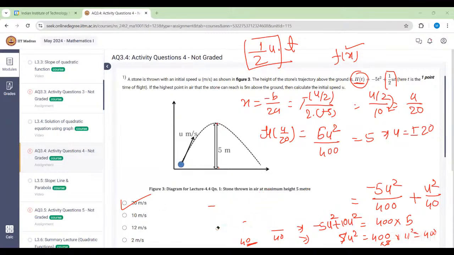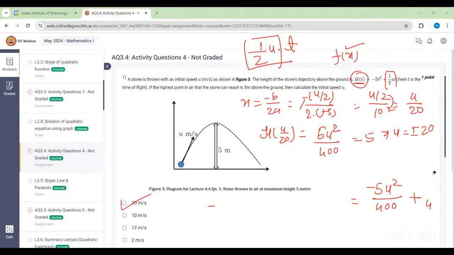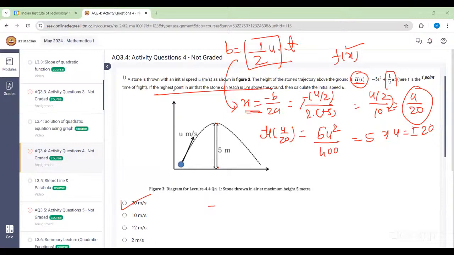Any other doubt from this activity? Is that clear? Conceptually, this question can be summarized in 2 points. First of all, the value of b is u by 2. That means 1 by 2 multiplied by u. From that, you have to calculate the x coordinate of the vertex, and with that we get u by 20. And from the question, it's given that the highest point in the air the stone can reach is 5 meter above. So that means the y coordinate is 5.